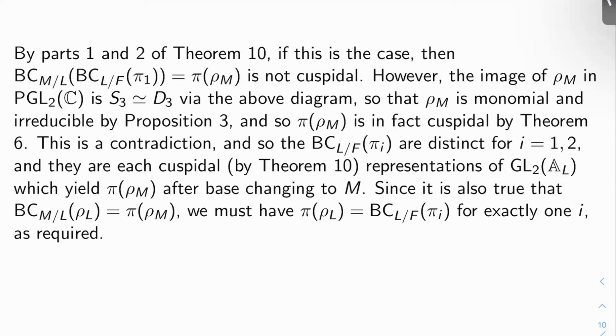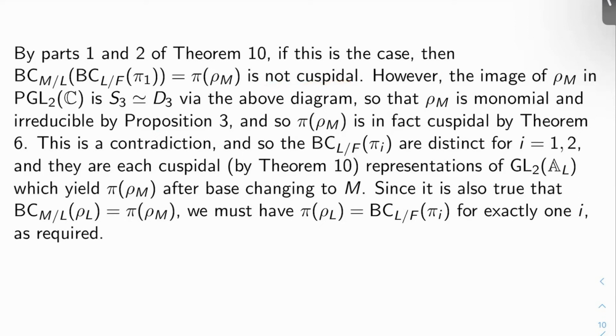Well, that means by definition, because the image is dihedral, that rho sub M is monomial, and it's irreducible by proposition 3. Okay, well, that means pi of rho sub M, the pi associated to rho sub M, is cuspidal by theorem 6. So I'm citing endless theorems here. This is the contradiction, okay, because it wasn't cuspidal.